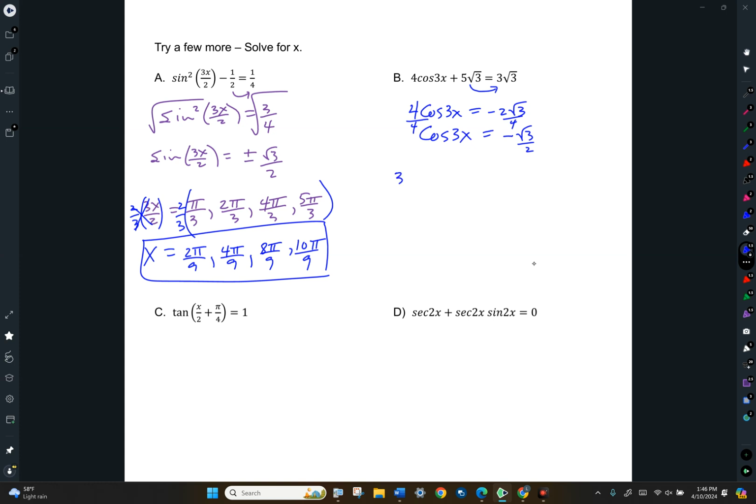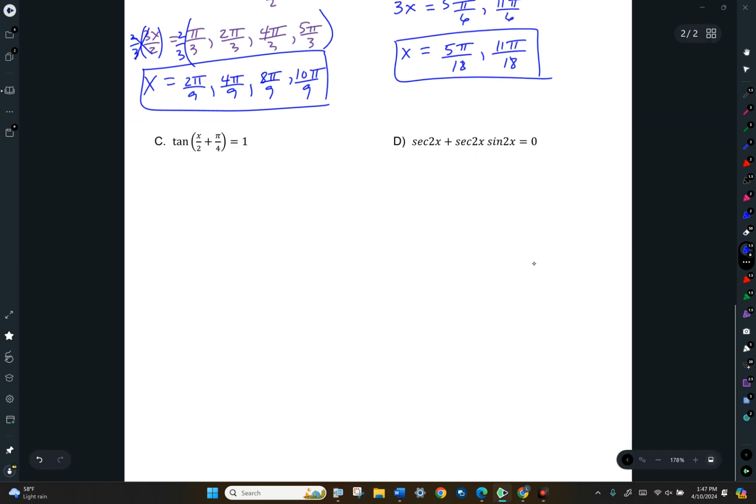So for what angle does cosine equal negative root 3 over 2? Let's see, the reference angle is pi over 6. Cosine's negative in second and third, so 5 pi over 6 and 7 pi over 6. So to solve for x, I'm going to divide by 3. X is 5 pi over 18, or 11 pi over 18.